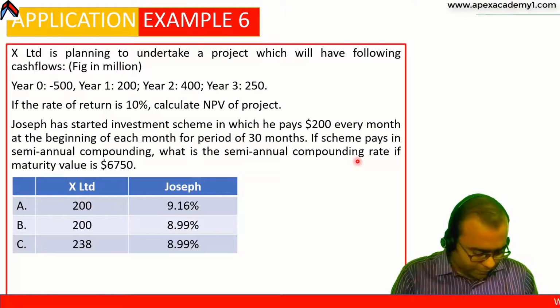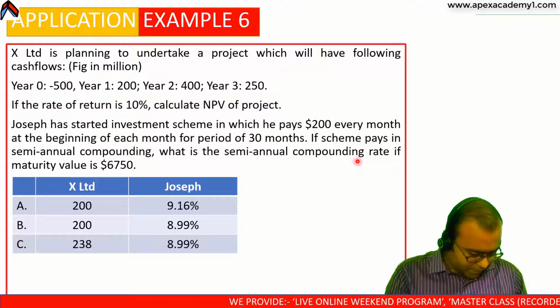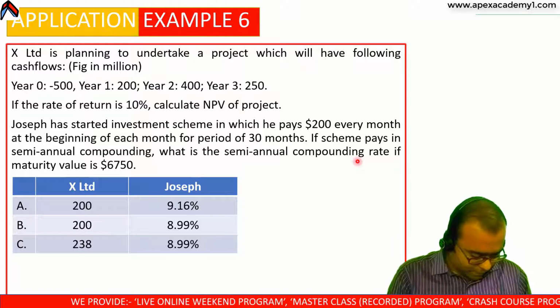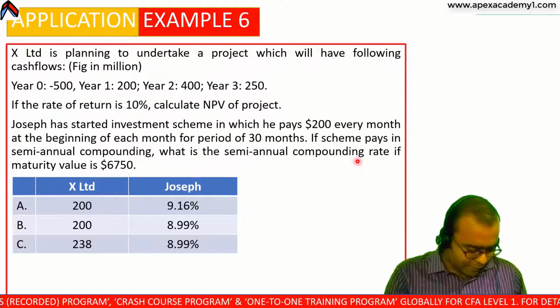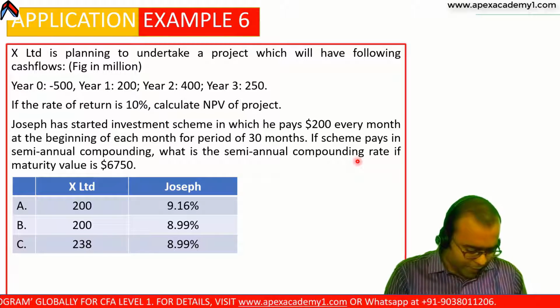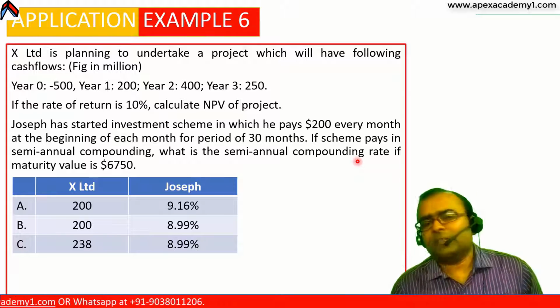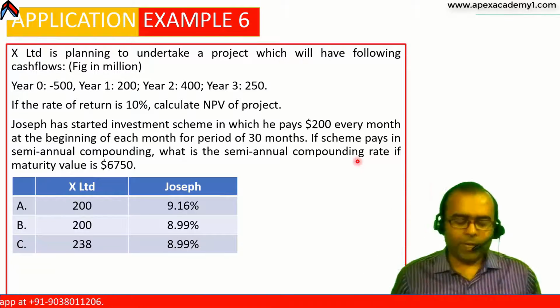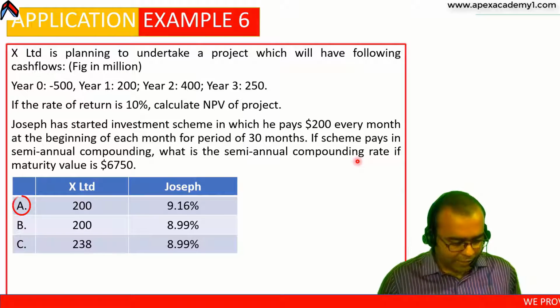One second. I think I lost my track. Just a second. Y to the power x, power 6, minus 1, into 100, into 12 by 6. So basically into 2. Okay, 9.16% is what I am getting. I hope you will all also be getting the same answer. So A is the correct option.